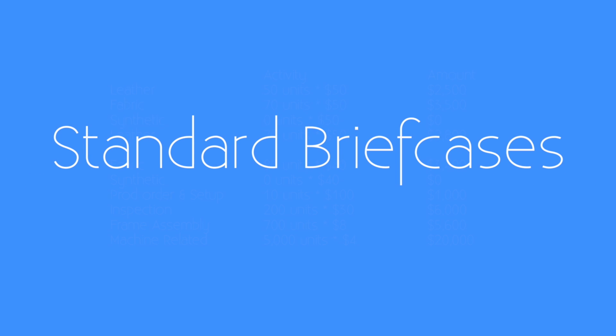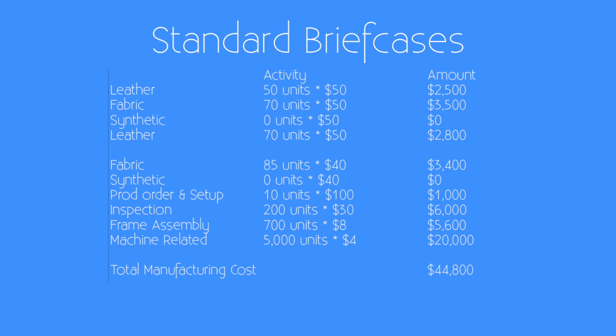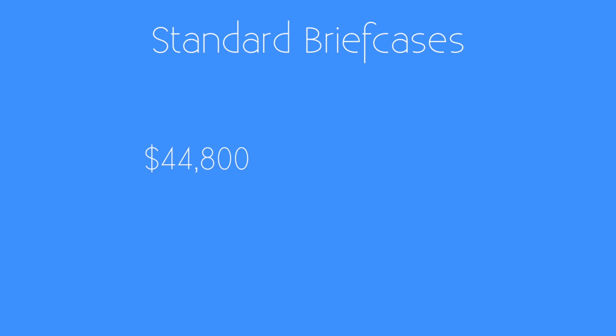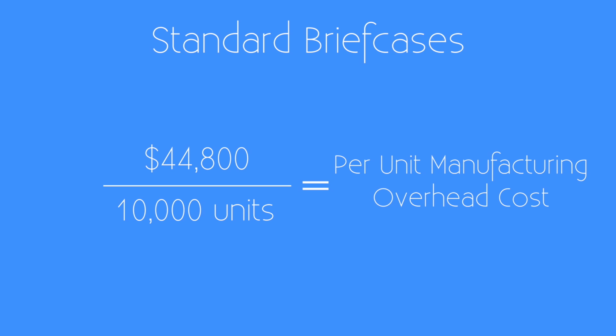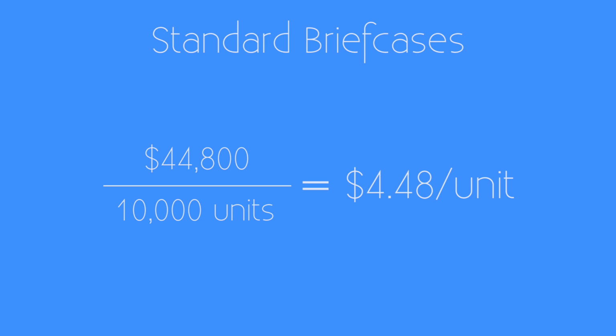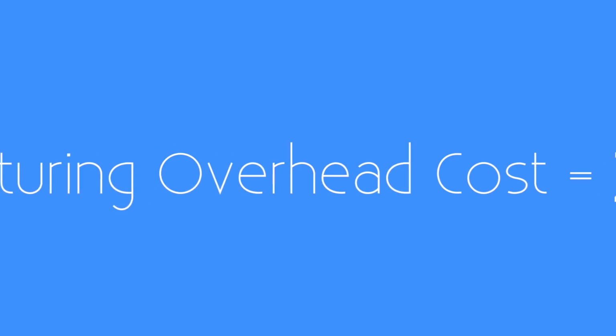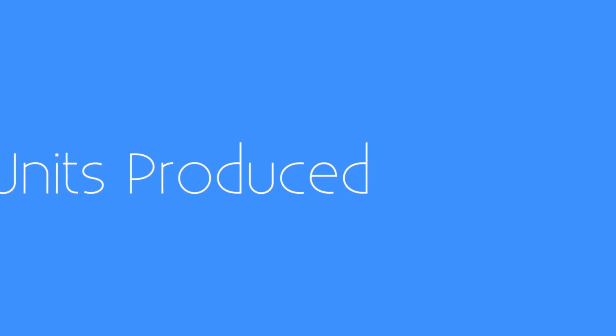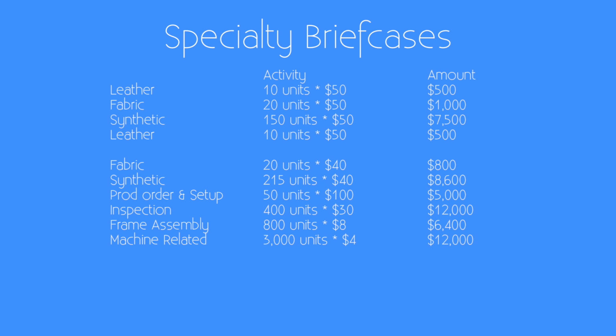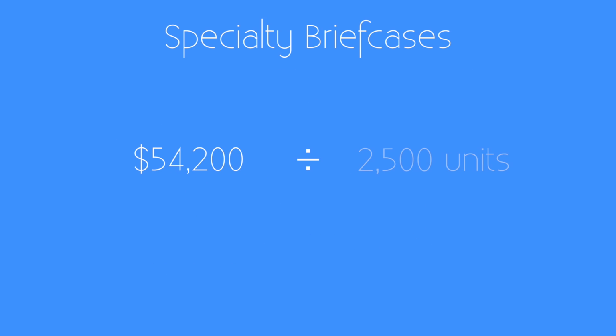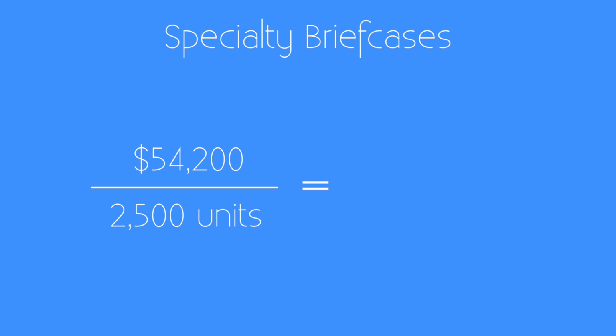For the standard briefcases, the total manufacturing cost is $44,800. We would take this number and divide it by 10,000, the total number of units produced. The quotient of these two numbers would give us the per-unit manufacturing overhead cost of $4.48. In order to find the per-unit manufacturing overhead cost of specialty briefcases, you would do the same thing. The total manufacturing cost is $54,200. We would take this number and divide it by 2,500, the total number of units produced. The quotient of these two numbers would give us the per-unit manufacturing overhead cost of $21.68.